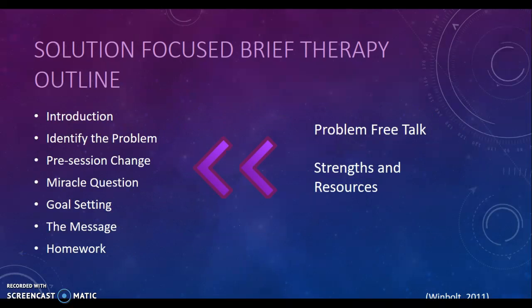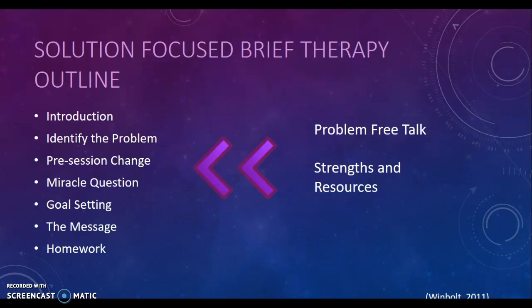This is a typical outline of what a session would look like with a therapist using solution-focused brief therapy. You start with an introduction, which is building rapport. Identify the problem, then pre-session change, which is asking the client if they've noticed any difference in the problem between scheduling the appointment and now. The miracle question is asked by saying, if you were to go to sleep tonight and a magic wand was waved over you and you woke the next morning without the problem, what would your life look like?